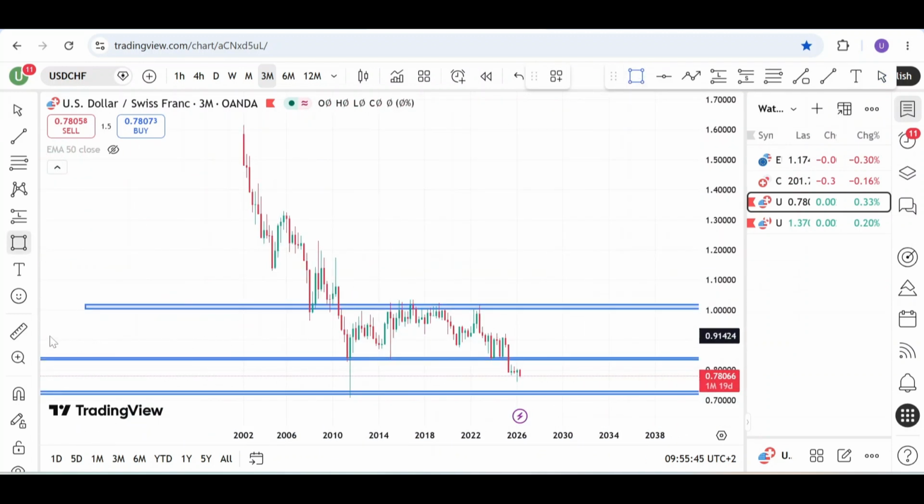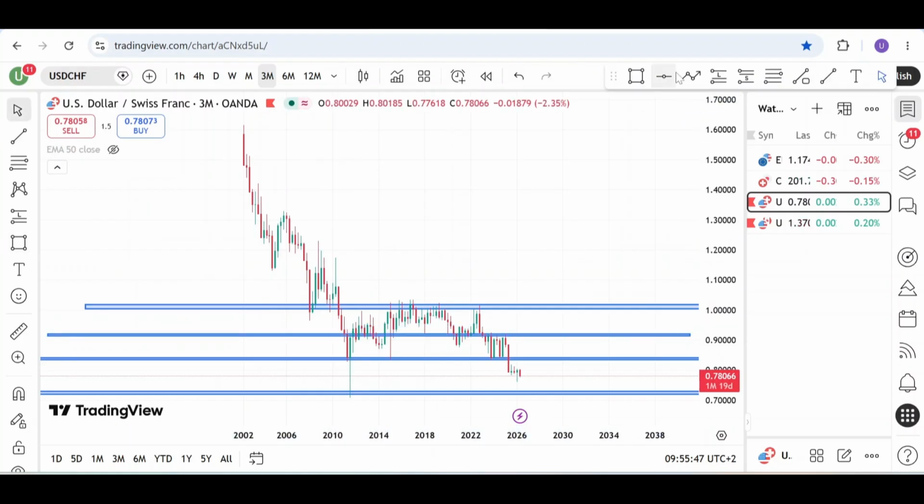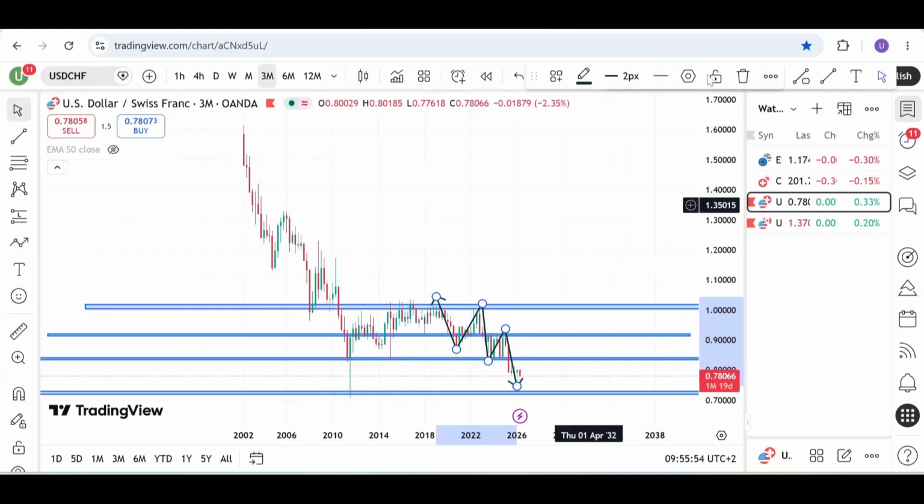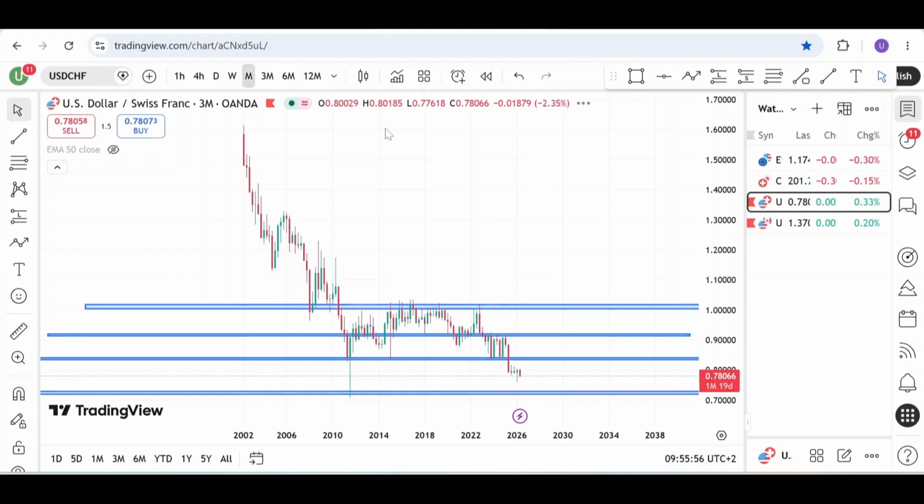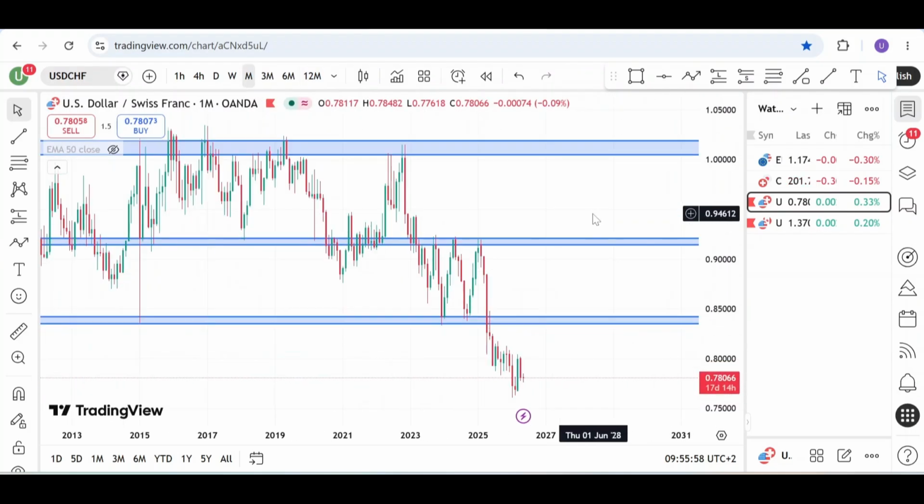We are seeing a break of structure clearly. Here we have lower low, lower high, lower low, lower high, and then you have a break of structure here. In the monthly time frame, as you can see, we are in a very beautiful downtrend.